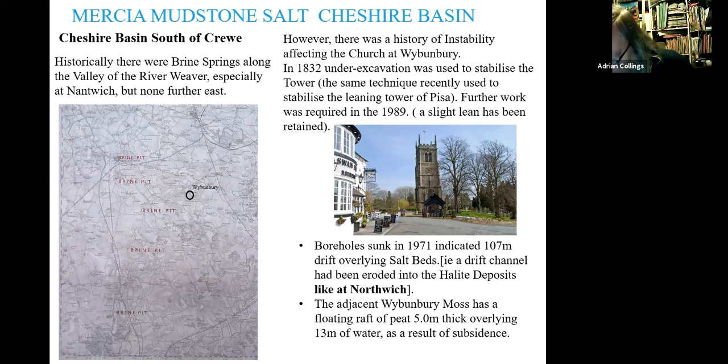Boreholes sunk in 1971 indicated 107 metres of drift overlying salt beds, i.e. a drift channel has been eroded into the halite deposits like at Northwich. The adjacent Wybunbury Moss has a floating raft of peat 5 metres thick overlying 30 metres of water as a result of subsidence.